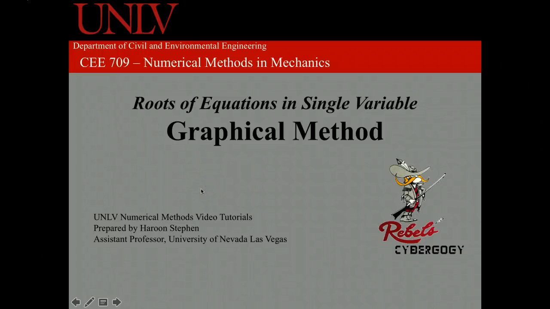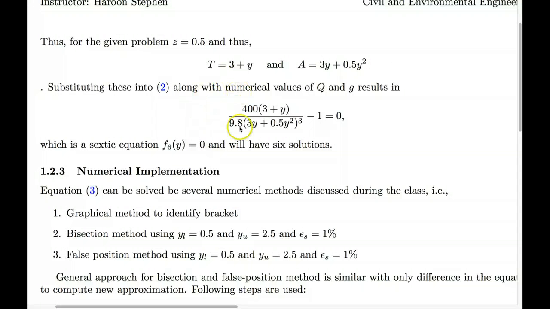This tutorial is about using the graphical method to find roots of equations in a single variable. This is linked to the first problem in the lab manual, where we are trying to find the critical depth of open channel flow where the cross section is trapezoidal. And we derive this equation.